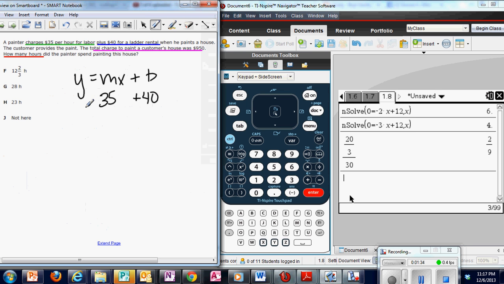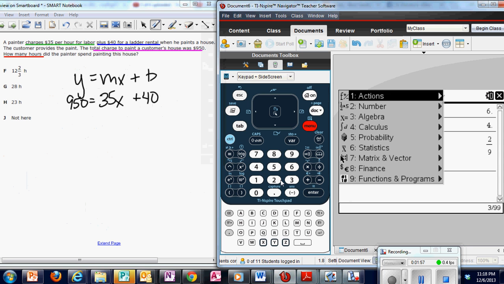Do I know the output or the input? Well, I know the output. I know that this is going to cost a total of $950. What I need to know is how many hours I'm going to be working. So I'll utilize InSoft. And we're already on the calculator page from the last tutorial. So we'll use menu, 3 for algebra, 1 for numerical solve.